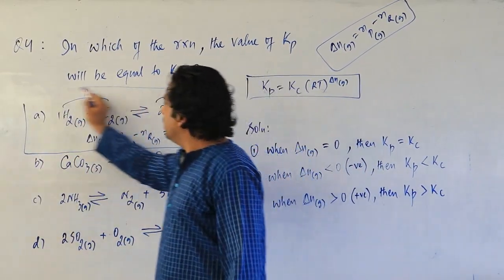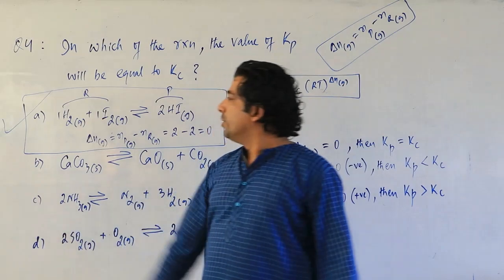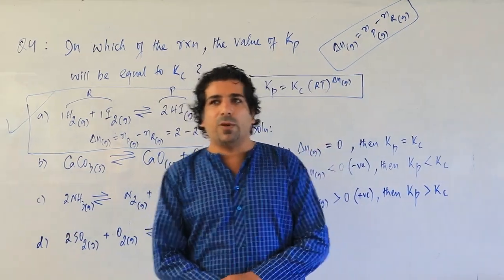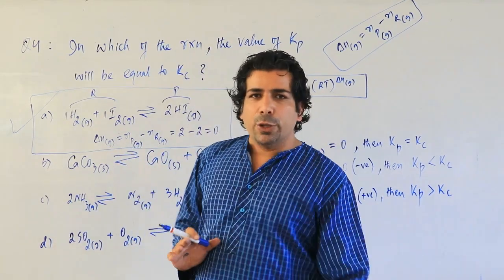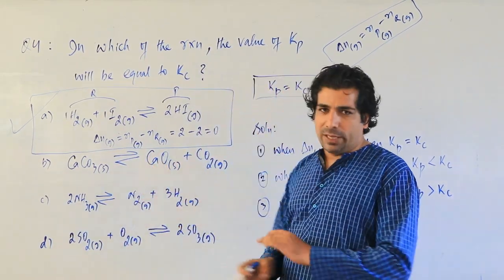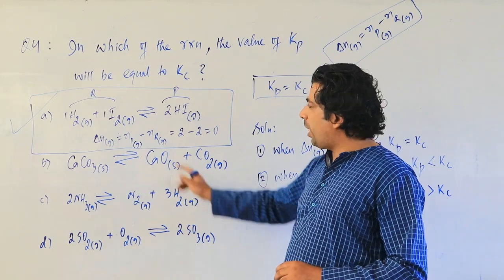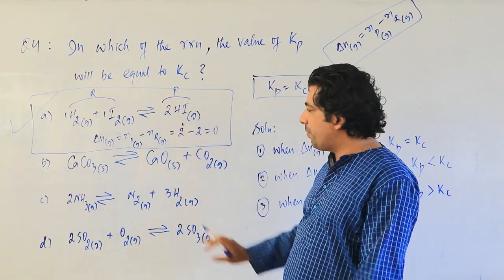That means this first reaction is your answer. So for the first reaction, Kp will be equal to Kc. That's it, your question is done. But you should also calculate for the others as well. Our answer is the first option only, but let's calculate it for the others.